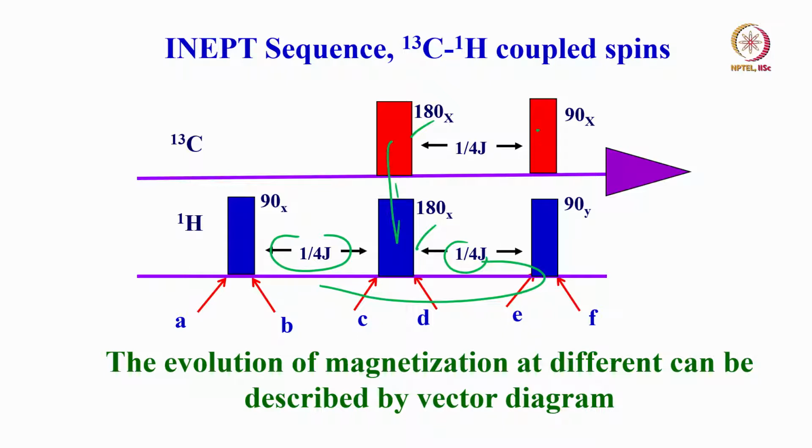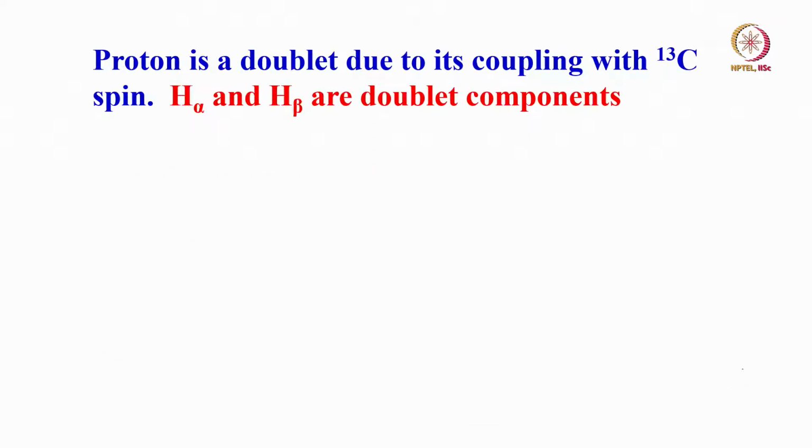What is going to happen in this INEPT sequence? Of course, INEPT we also discussed in the previous course. Those who want more details can please refer to that. The evolution of magnetization at the different times of the pulse sequence can be understood. I have identified different stages of the pulse sequence as A, B, C, D, E, F. Let us see vectorially how the magnetization behaves at these different points.